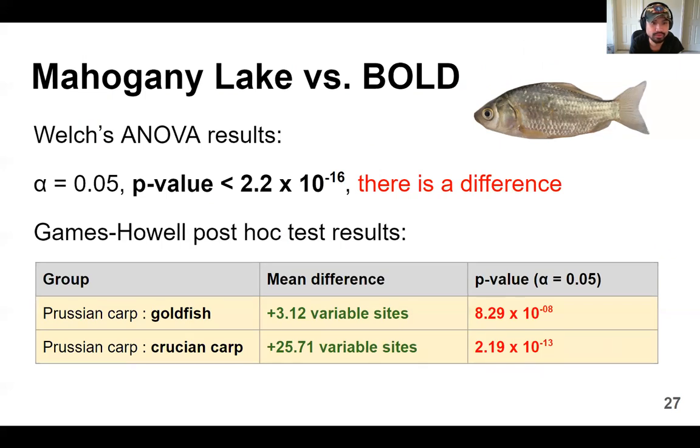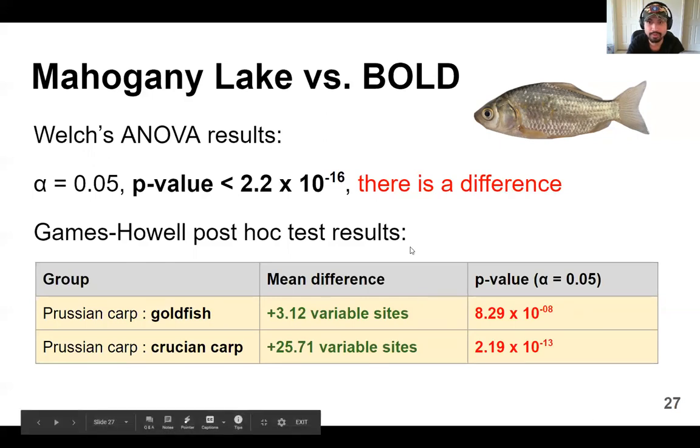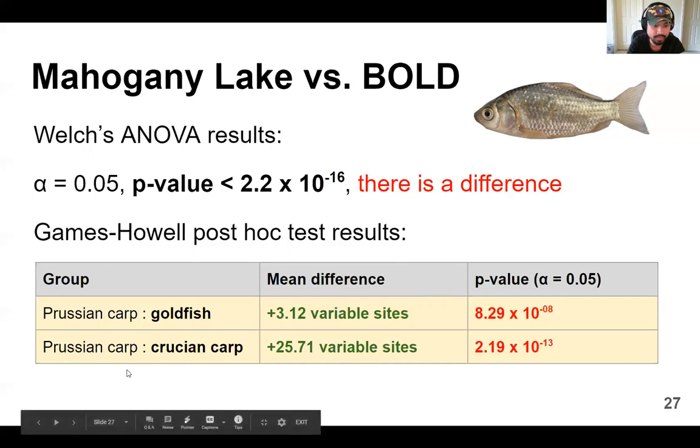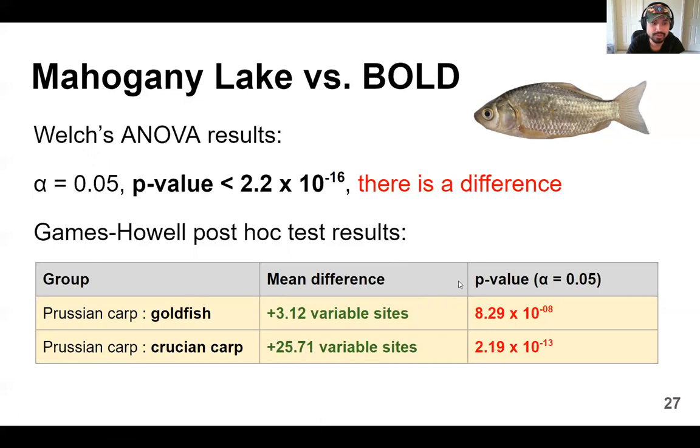And our Welch's ANOVA results showed us that there is a significant difference within the groups, and our post hoc tests confirm our second prediction, in that sequences for both goldfish and Prussian carp had a greater mean number of variable sites than sequences for Prussian carp when compared to our Mahogany Lake fish.